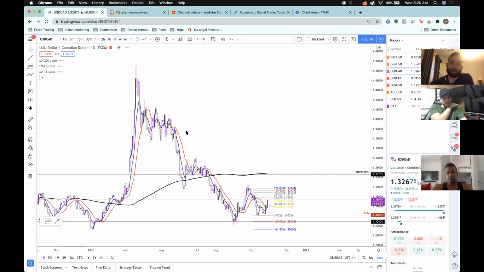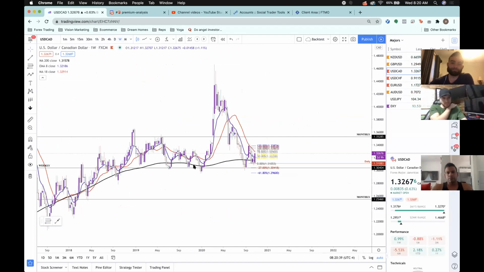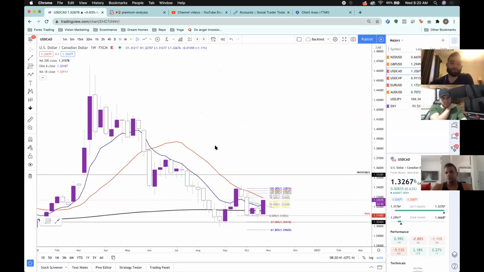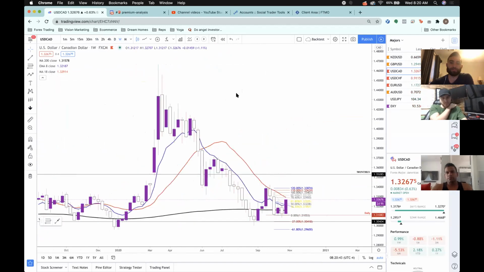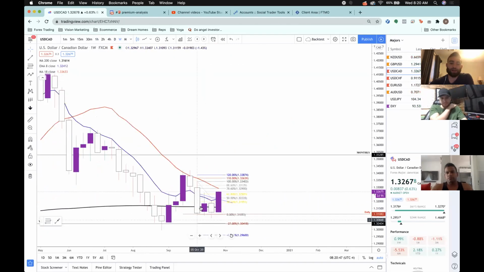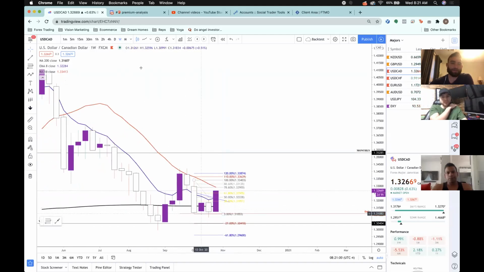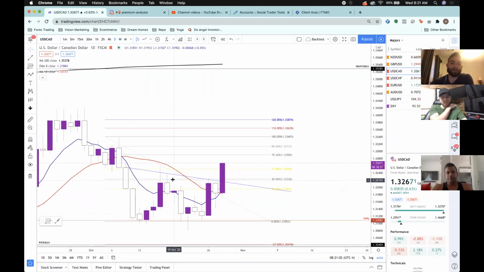Let's get over to UCAD. Let's bump up to the weekly time frame on UCAD. So this thing has been fooling us, but earlier in the week when we did our analysis, what we were saying going into the week was that it had this 200-day moving average and then these two spinning top candles. So that was kind of confirmation that we're going to reverse at this level right here.